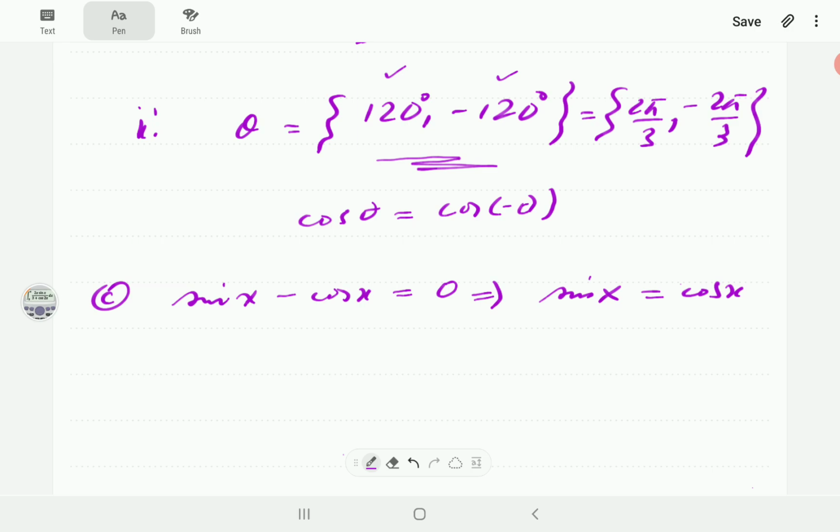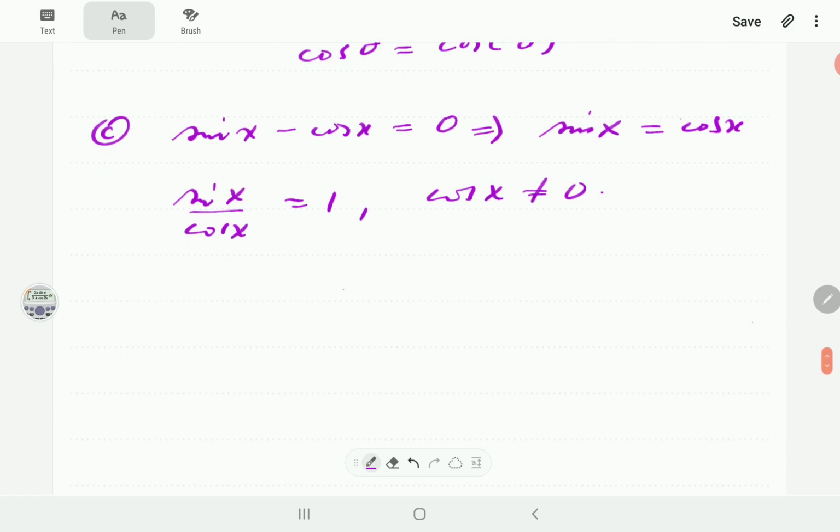Then, assuming that cosine is not 0, we're going to divide by cosine on both sides. So we're going to have sine x over cosine x is equal to 1, provided cosine is not equal to 0. Then this thing is going to give us tangent x is equal to 1, and so that is the equation we're going to solve. So the whole point was to rewrite this in terms of only one trigonometric function.